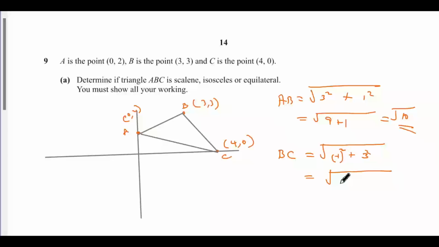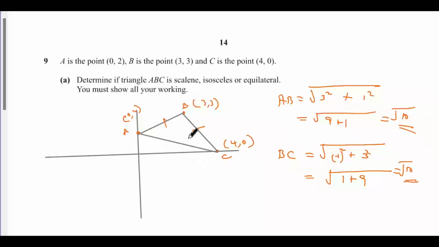So that is 1, then plus 9, so this is also root 10. So we have two equal sides, so AB is equal to BC now. But of course we have to do the third one, to see if the three sides are equal.